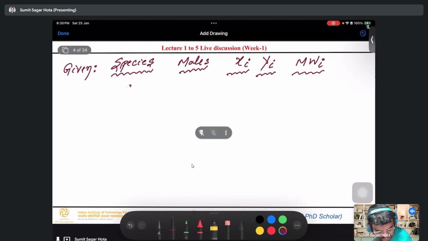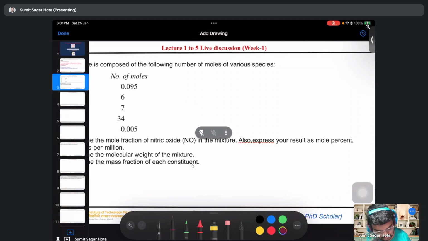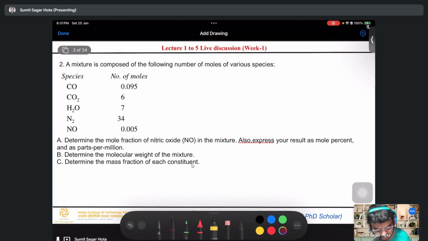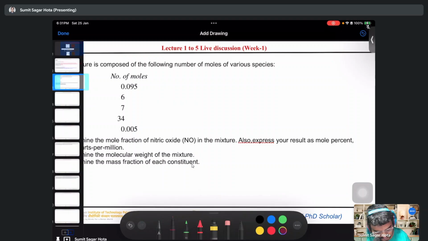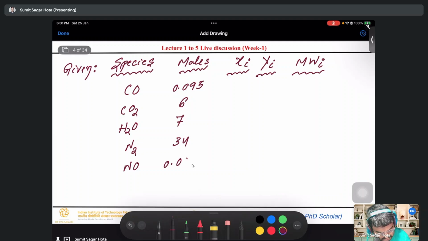For species CO, what are the moles given? Just substitute the moles given in the question. CO it's 0.095, CO2 it is 6, H2O it is 7, N2 it is 34, and NO it is 0.005.